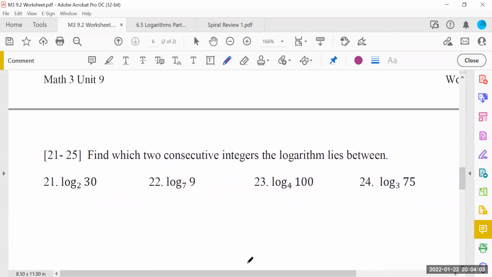Now, these we're asking you to approximate, essentially say, okay, log base 2 could be 2 to a power. I could do 2 to the 1st power is 2, 2 squared is 4, 2 to the 3rd power is 8, 2 to the 4th power is 16, 2 to the 5th power is 32. 30 is in between 16 and 32. And these were the 1st power, 2nd power, 3rd power, 4th power, 5th power. So 30 is in between 16 and 32, which means the answer here is between 4 and 5.